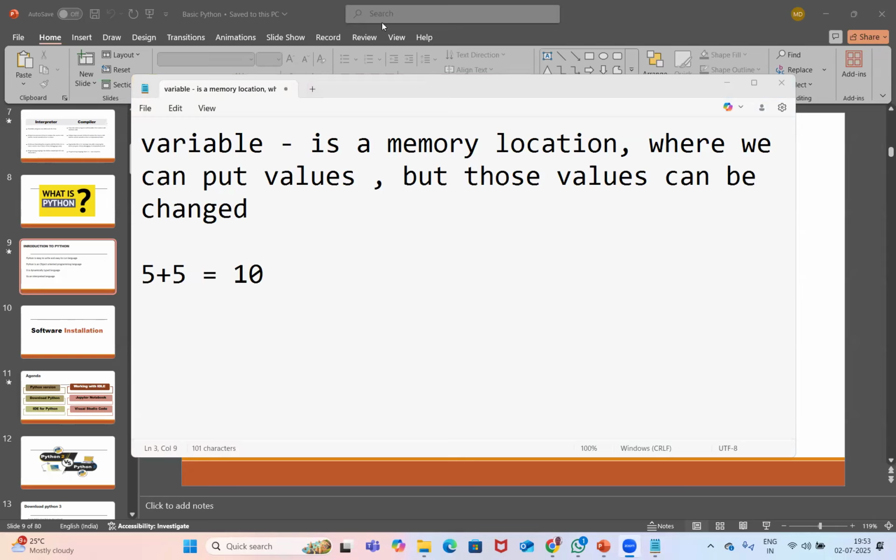Ma'am, Girish Kumar has given a very nice example. Please, everyone, check the chat box. He has given a very nice example. Memory location is our brain, and the values are ideas, meaning the instructions. So the brain does not change, but the ideas change. Brain is the memory location, right? So the ideas are the values which are changing.